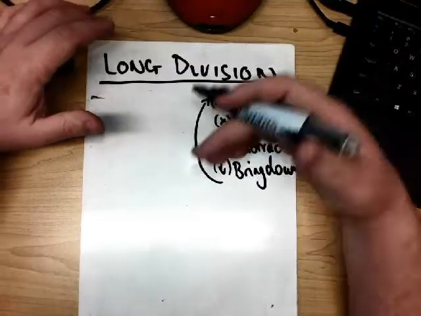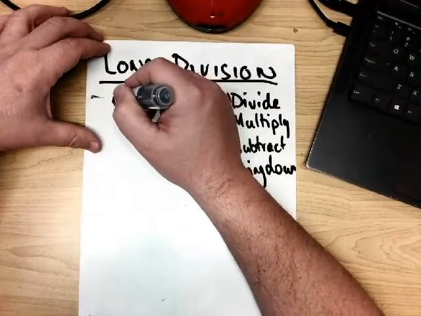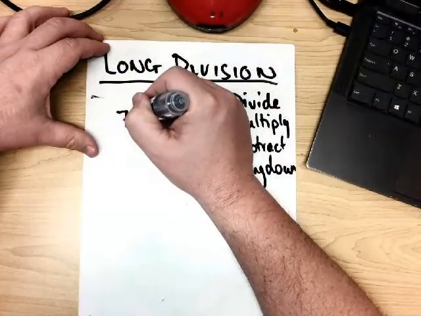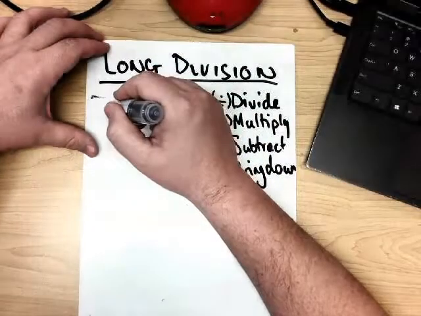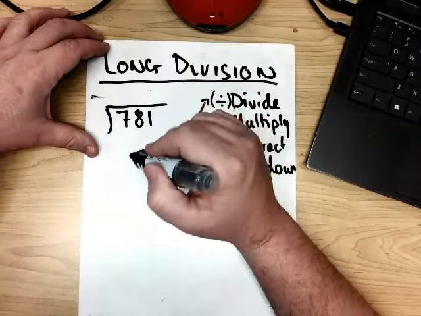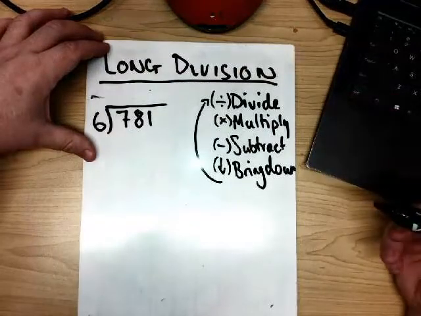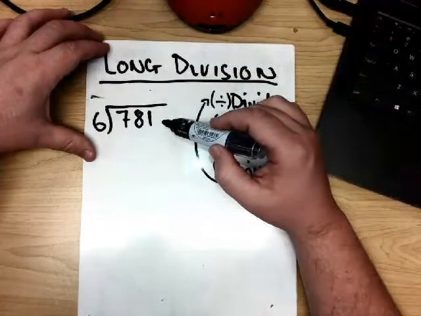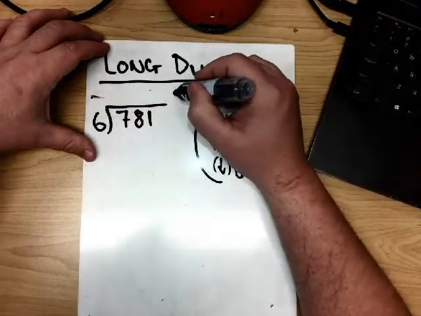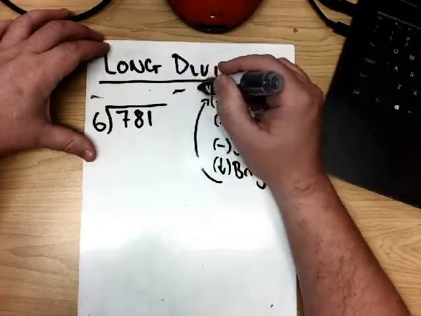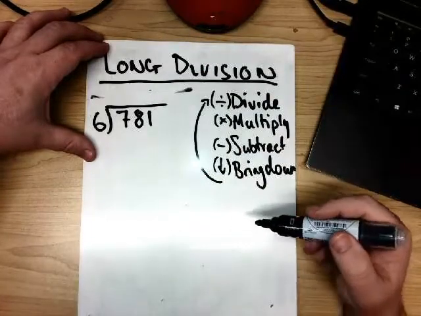Our very first step is we need a question. So let's go for the number 781, and we'll divide that by 6. Alright, that's how we write it. So we have our dividend here, our divisor here, and here, our answer, we call that our quotient. Alright, so let's have a look.